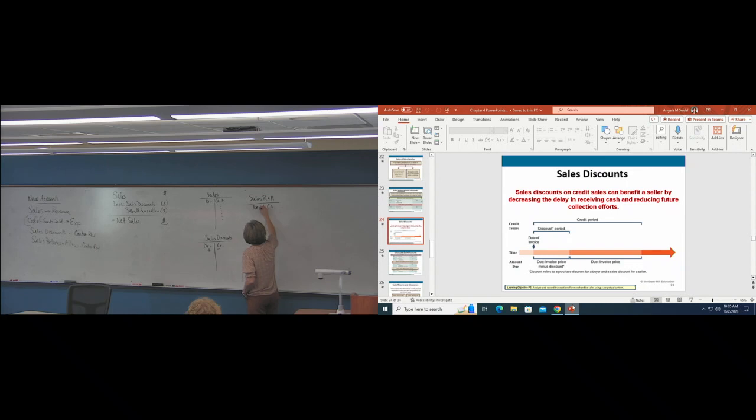It works the same way. See, they're contra accounts, so they have the opposite normal balance that sales have, which is why we subtract them. See, less, not add, less. Okay? I want to keep track of my discounts.